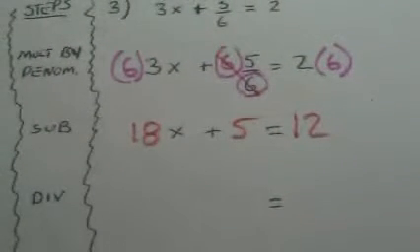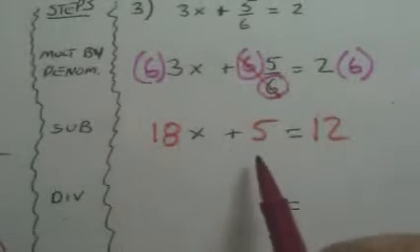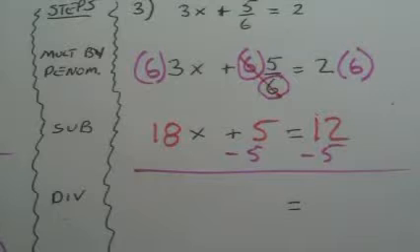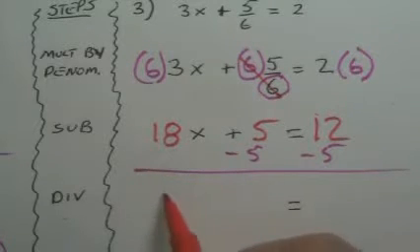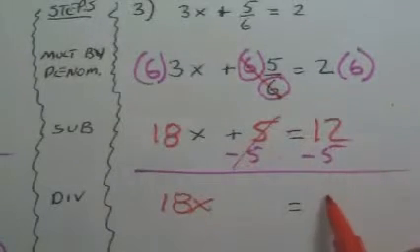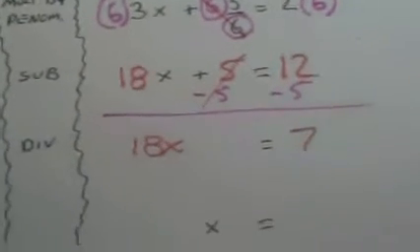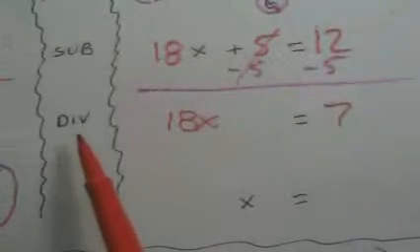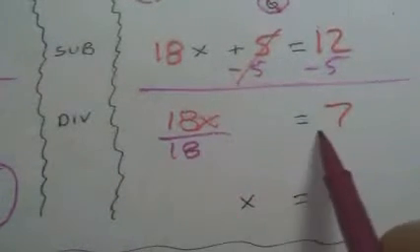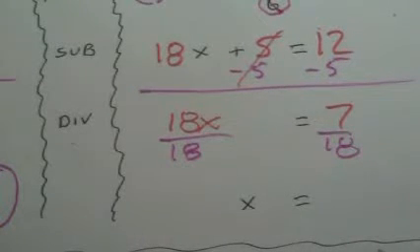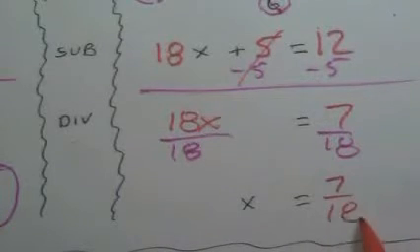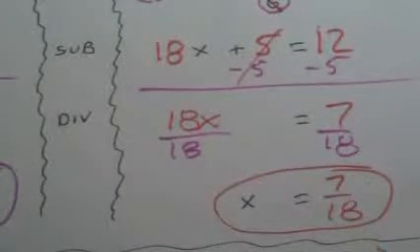Next, I need to subtract. Subtract by 5. And that's going to give me 18x. The 5's are gone. 12 minus 5 is 7. The next step is to divide. Divide by 18. And so my answer is 7 over 18, 7/18.